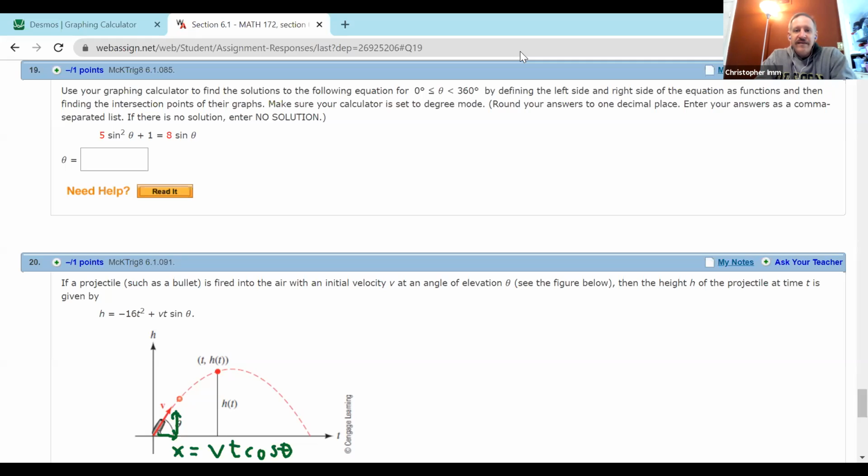Okay, so I want to try to share a Desmos screen. Oh, let's see, new share.